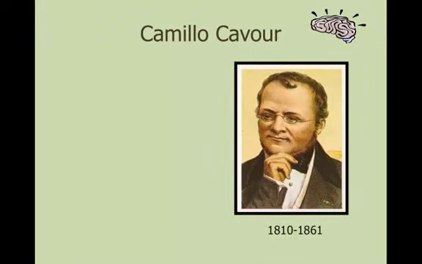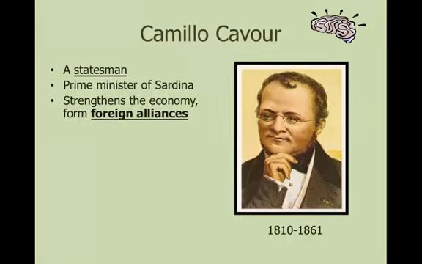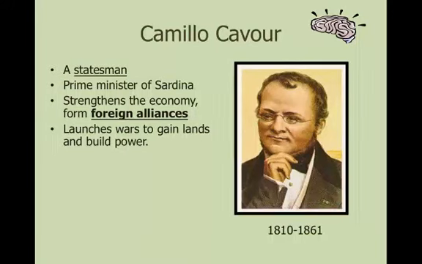The brain, you could say, of Italy's birth as a nation was this guy Camillo Cavour. He was a statesman, meaning he was a politician. He was the prime minister of Sardinia. So he worked to cement some alliances with foreign powers. First, strengthen the economy and then form foreign alliances for the purpose of kicking out the Austrians especially.